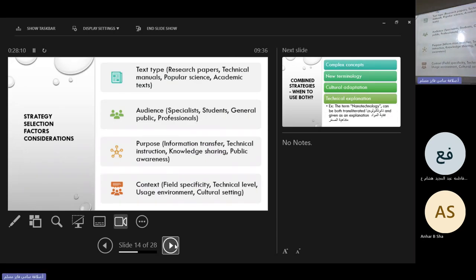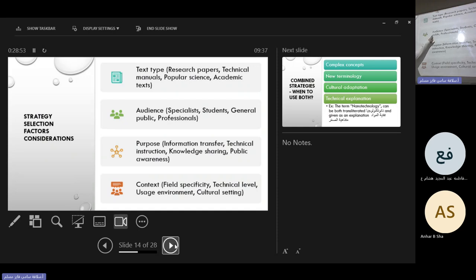Strategy selection factors consideration. What do we choose? Do we choose the semantic translation strategy, or do we use the communicative translation strategy? Okay? It depends. It depends on what? It depends on the text type. Am I doing a research paper, a technical manual, a popular science, an academic text? Okay? It depends which text I am going to translate. I need to weigh the pros and cons of both and see which strategy is better to use.